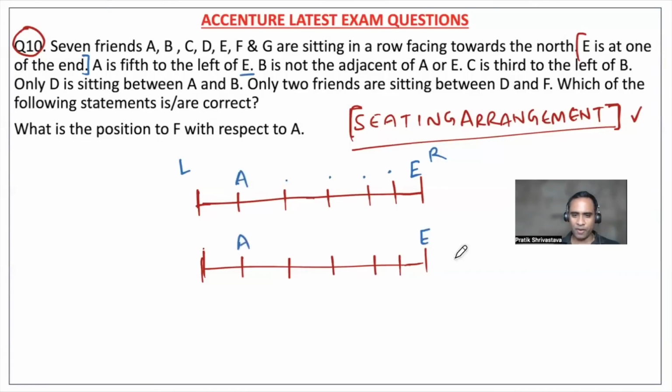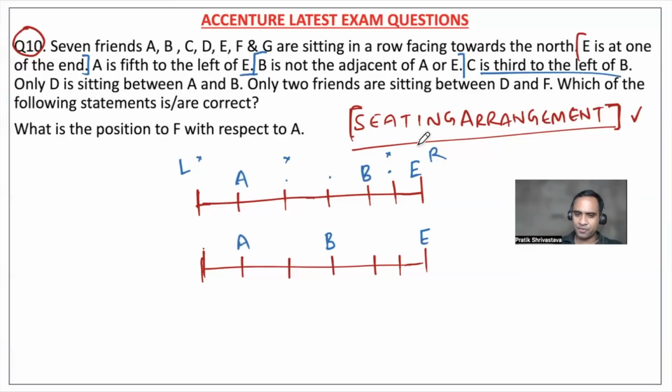Fine. Sir, why are you doing the same thing? Wait, man. Possibilities will be there. We will see. B is not adjacent to A or E. So B cannot sit here, B cannot sit here, B cannot sit here. Now we have 2 positions. In one diagram, we are placing B here. In another diagram, we are placing B here. Only 2 places left, because other places they are telling B is not sitting adjacent to A or E.